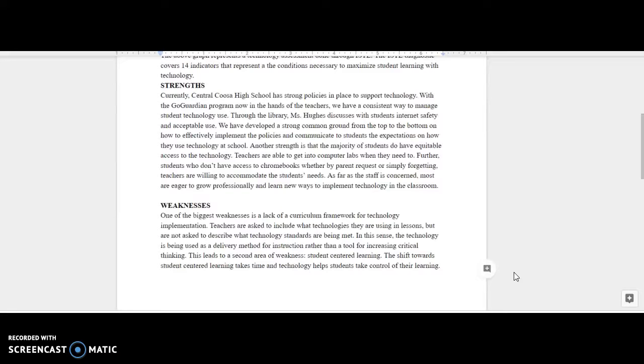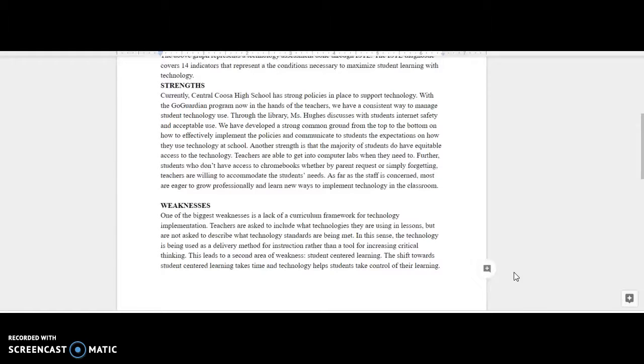So in this sense, the technology is really being used as a delivery method for instruction rather than a tool for increasing instruction or critical thinking skills. And so this then falls into another area of weakness, which is student-centered learning. As we are shifting more towards student-centered learning, a lot of the teachers are nervous about this, and this came out during my practicum as well, that they're a little concerned about the students' ability to take control of their learning.